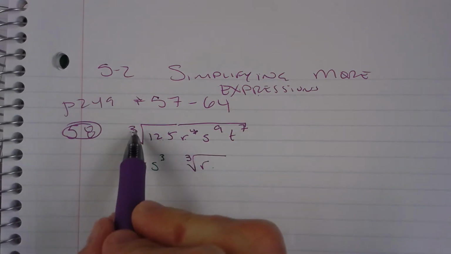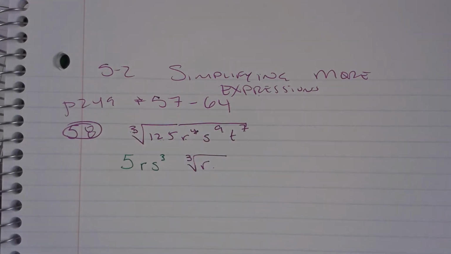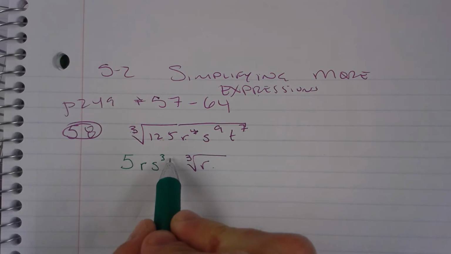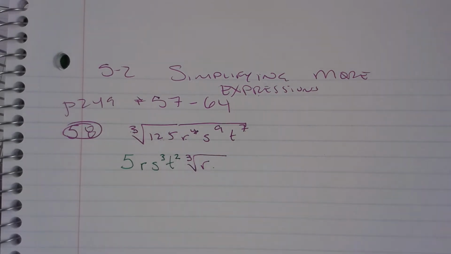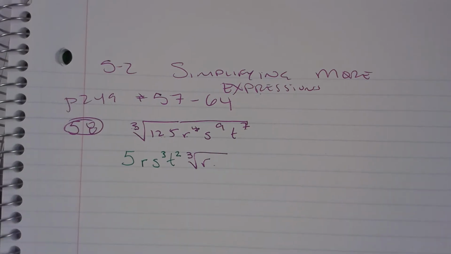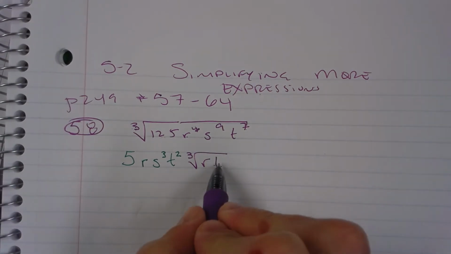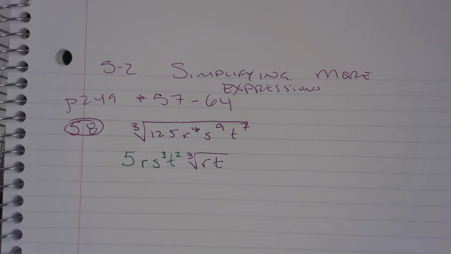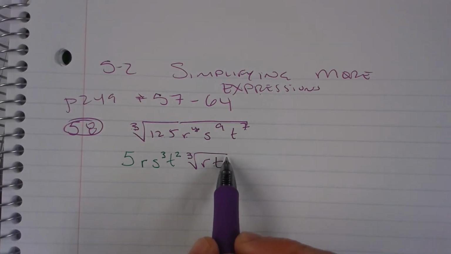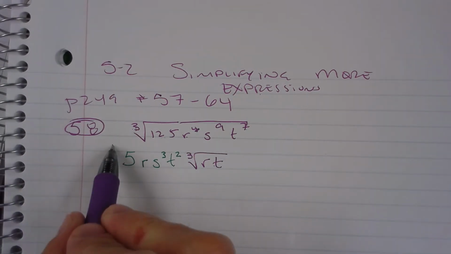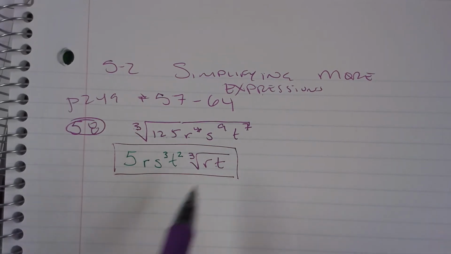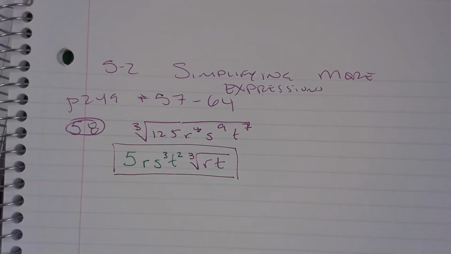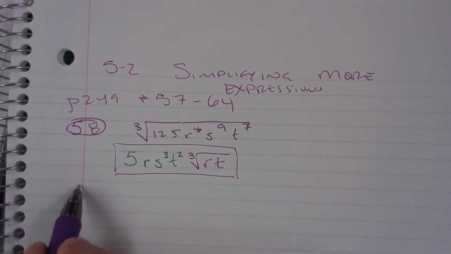And again, how many times does 3 go into 7? The answer is 2. So t squared is going to go out front. And finally, though, when 3 goes into 7, we have 1 left over, so we're going to put a t to the 1st underneath. Now remember, I don't write to the 1st power. Okay? So here is our answer, and I found that to be the easiest way to simplify a monomial with a coefficient and many different variables with different exponents.